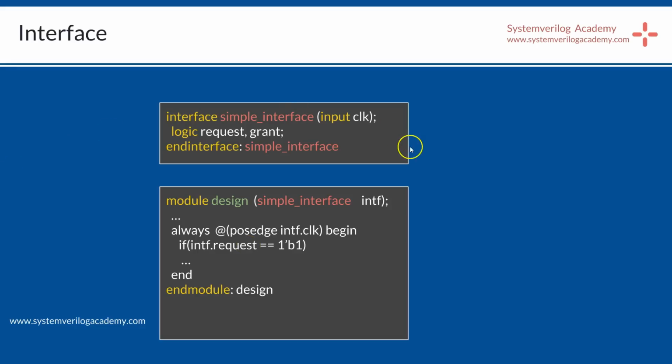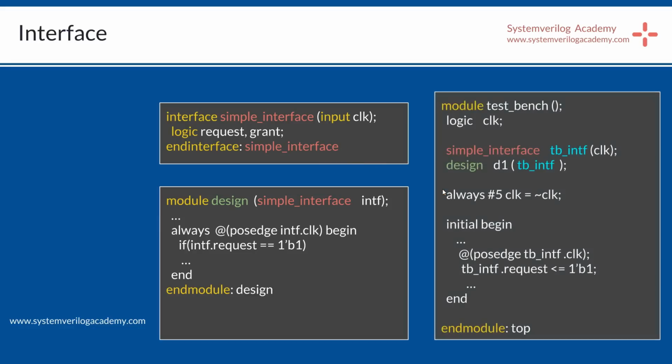To pass an interface into a module, you need to create an instance of the interface somewhere above the hierarchy of the module, and pass that interface instance while instantiating the module. Here the design module is instantiated within the testbench module. Before that, the interface named simple_interface is instantiated with the name tb_intf, and it is passed as the argument in the design module instantiation. Now once you drive signals in the tb_intf as shown here, those will be driven into the design instance named d1.